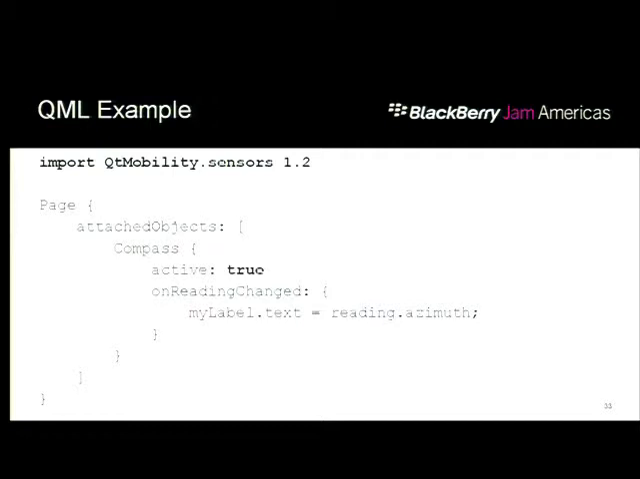So here, we're using a compass. We're making it active first by setting it to true. And there is an event called onReadingChanged. We're updating some label. That's it. You get the azimuth, your label gets updated every time the azimuth changes.